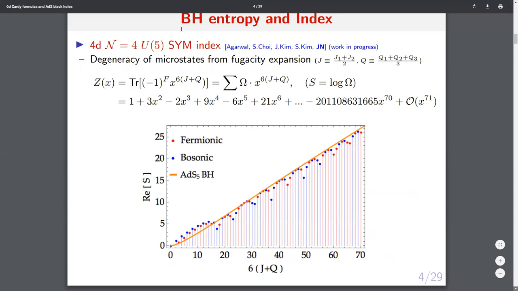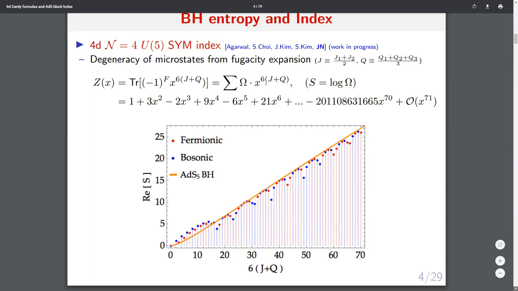So let me talk about the black hole entropy and the index. As a simple model, let us consider the 4D N=4 U(N) super Yang-Mills theory. The superconformal index takes the following definition. We take a trace over the Hilbert space with (-1)^F, and we have an unrefined index with a single fugacity x, which is conjugate to these charges. Here J and Q are defined as this. And we consider the fugacity expansion of the index.